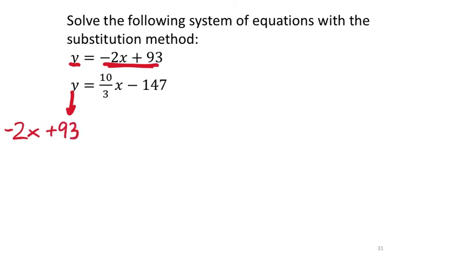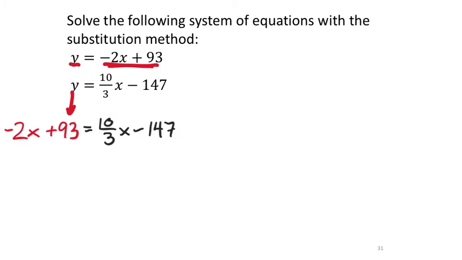Now you'll notice that I just did that because it was already showing y equals something. I didn't have to manipulate it, so it's just y equals something. It was already there for me. But then we still have the rest of it, right? So this is going to equal 10/3 x minus 147.